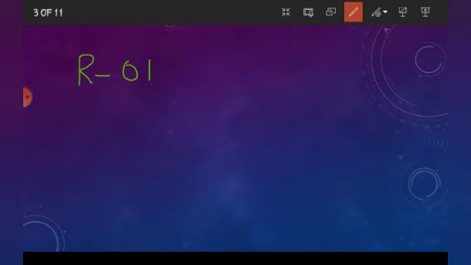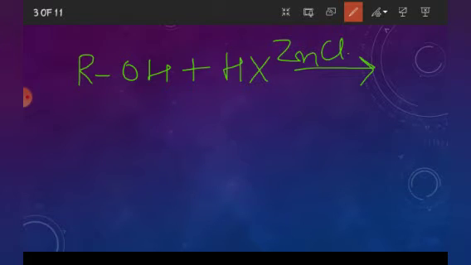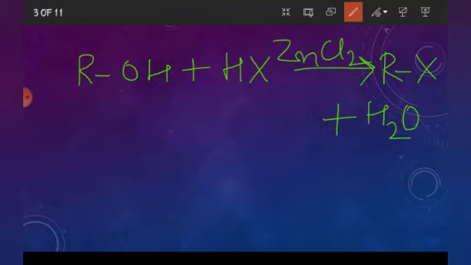The reaction is ROH plus HX in the presence of ZnCl2 gives RX plus H2O. Okay students, this reaction is known as Groove's reaction.